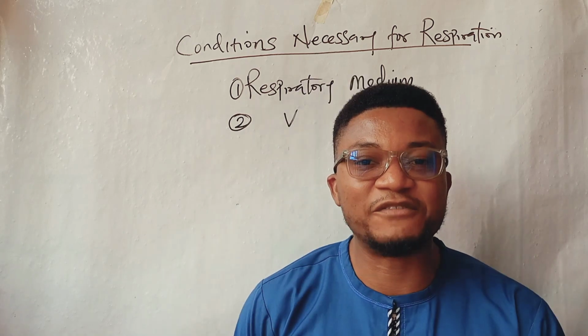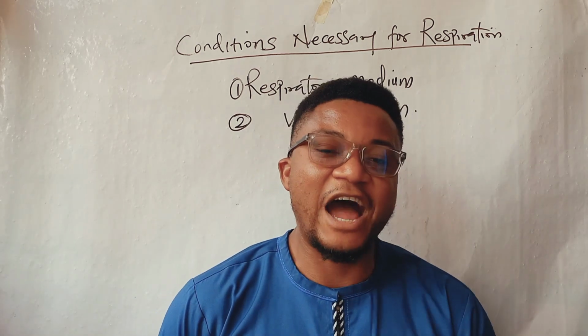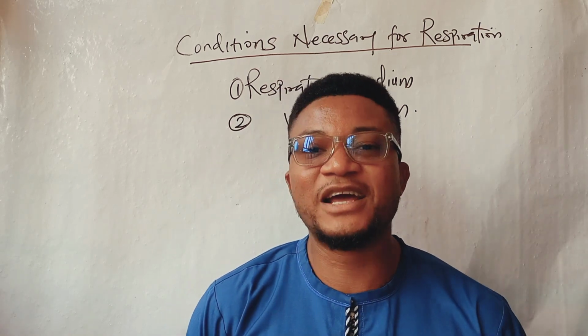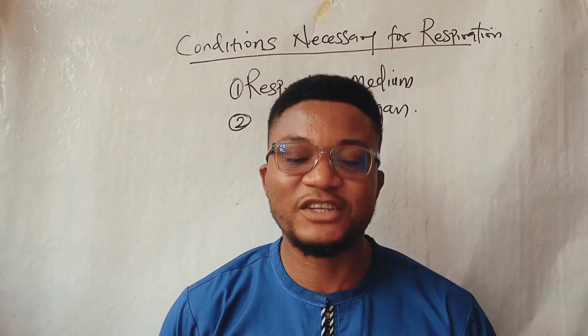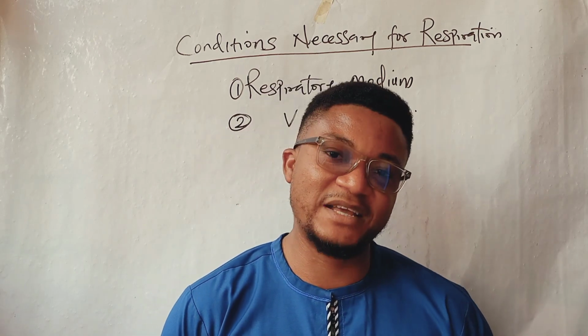In this class, we have done a lot of exercise about breathing in and breathing out. And you saw that for you to be able to breathe in and for you to be able to breathe out, your lungs were involved. So this simply means that the organ is very important for respiration to take place.